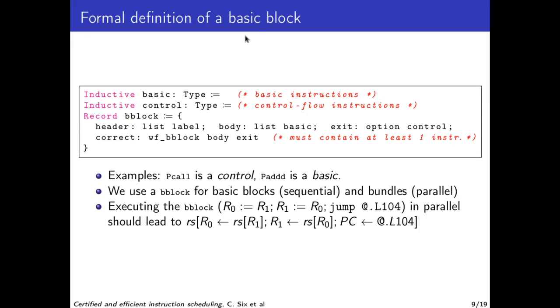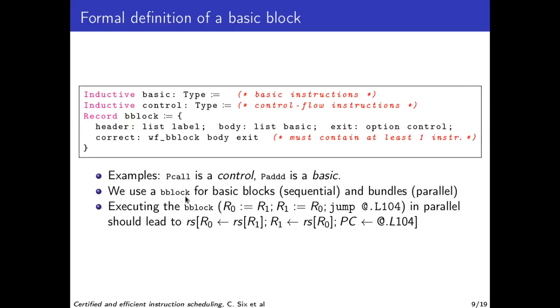To define a basic block, we split the instructions in two families. The basic instructions are those who do not alter the control flow. For example, additions, subtractions, loads, and stores are basic instructions. And then we have the instructions which might alter the control flow, like branches, calls, returns, or built-ins. Then we define a basic block as a list of labels, a list of basic instructions, and optionally at the end, a control flow instruction. We use this notion of basic block to represent the notion of bundles as well, since a bundle can be seen as a small basic block.